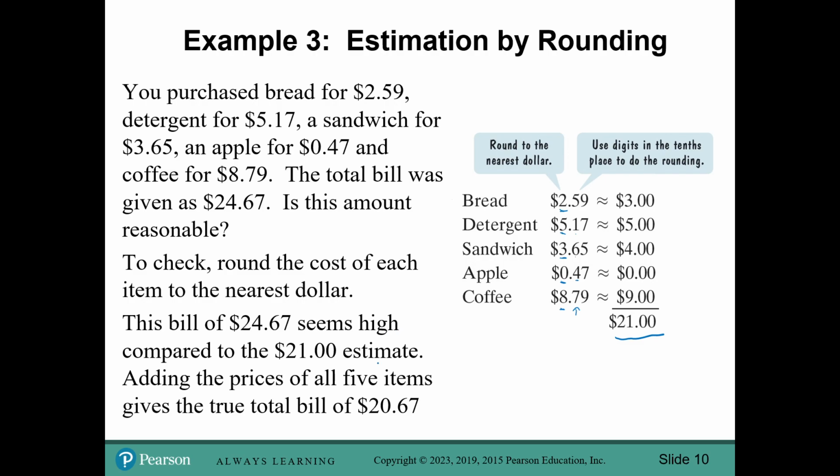What you'll actually see is our estimation of $21 was pretty close to our actual cost of the item. The bill of $24.67 does seem high compared to our $21 estimate. So when we actually do take the time to add up the prices of all 5 items here, the true bill is $20.67. Very close to our estimated cost. So somewhere in the bill we were overcharged.